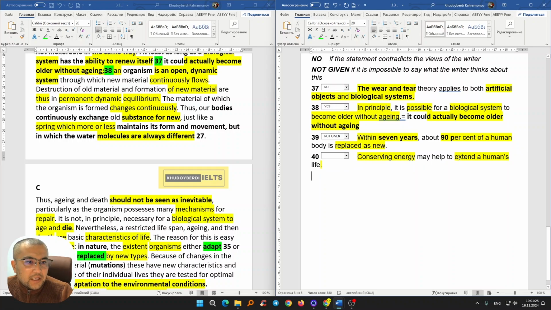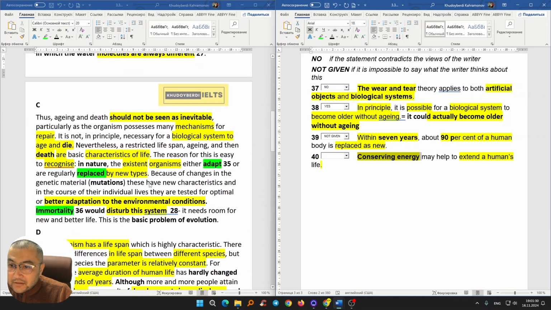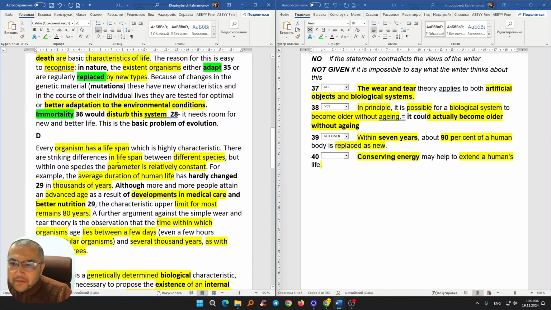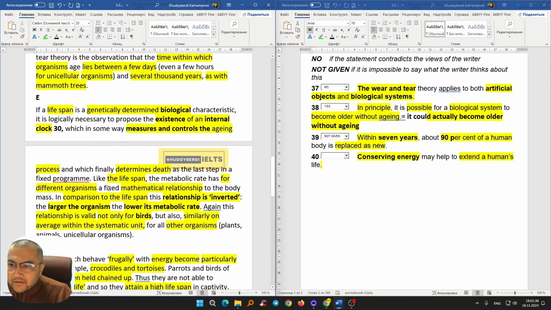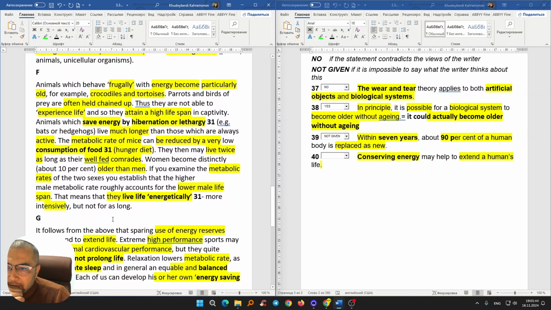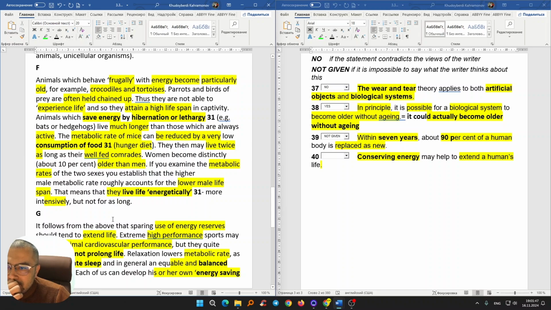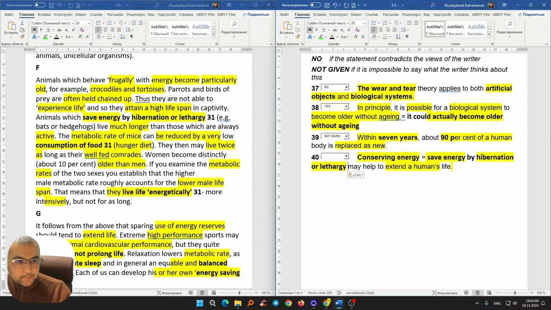Conserving energy may help to extend human life. Of course it is. Let me explain here. Saving energy, where was saving energy? I just forgot. Saving energy. So animals which save energy by hibernation and lethargy, right? Conserving energy, extending human life.